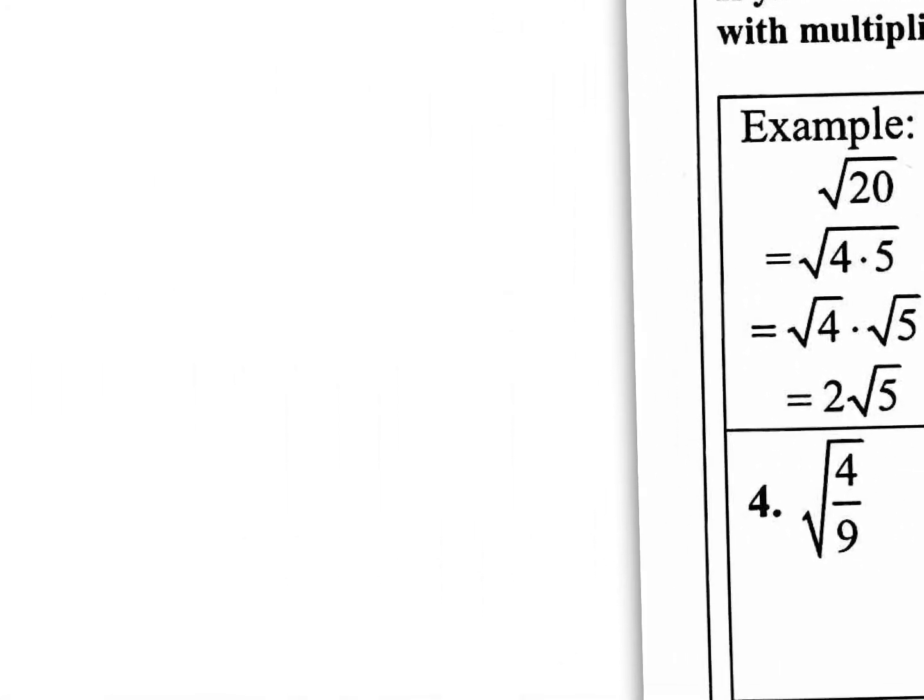How about 40? Square root of 40. Two times 20. Okay, that's something, but is 2 a perfect square number? No. Is 20 a perfect square number? No. 4 times 10, right? So we could rewrite this as 4 times 10.